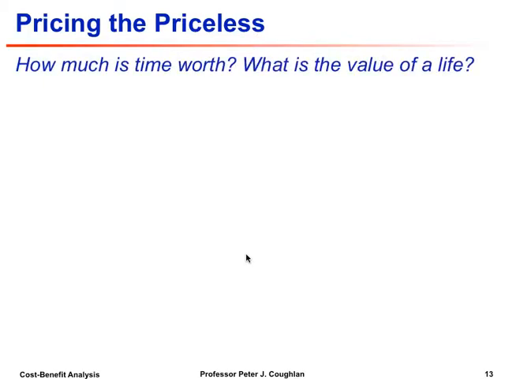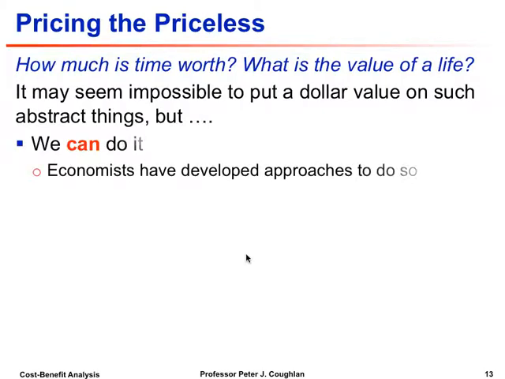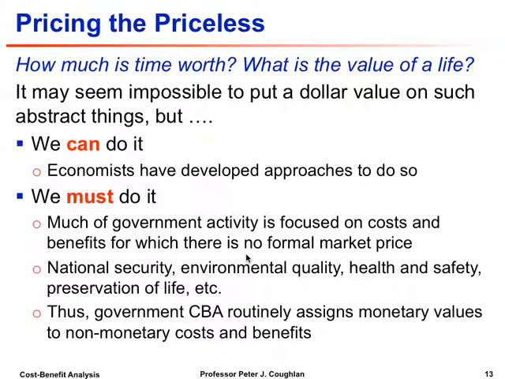By the way, in terms of these indirectly monetizable things, we're talking about, most provocatively, things like human life, but also, less provocatively, things like time, things that are not directly monetizable. It may seem impossible to put a dollar value on such abstract things, on the value of a life, for example, but we can do it. Economists have developed approaches to do so, and that's what this lecture is about: approaches to how we put dollar values on some of these more abstract things. And frankly, we must do it.